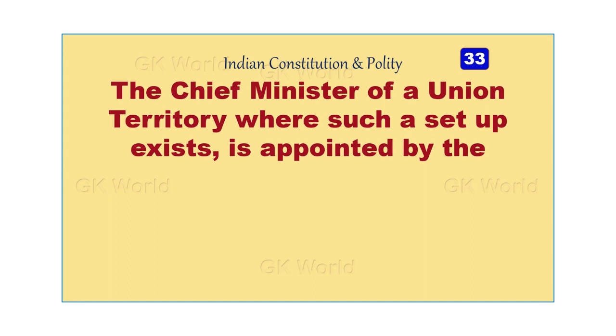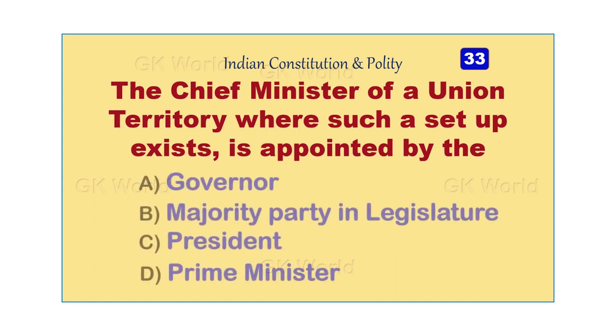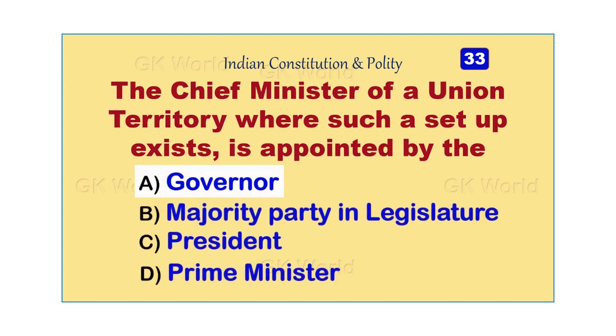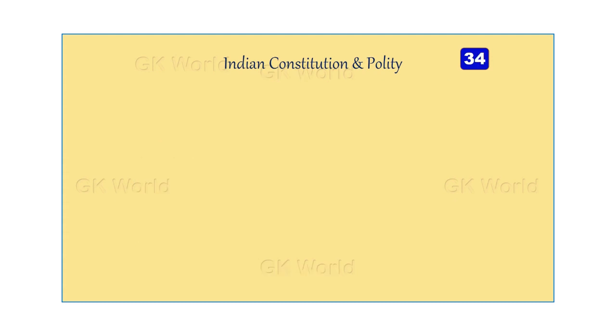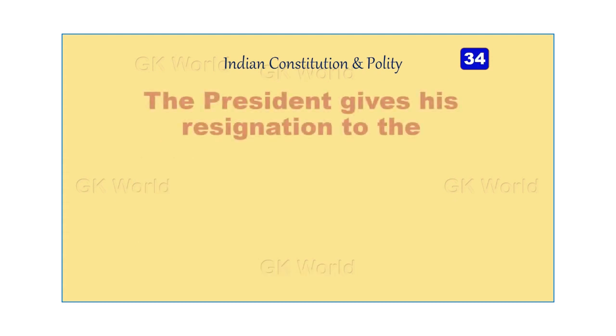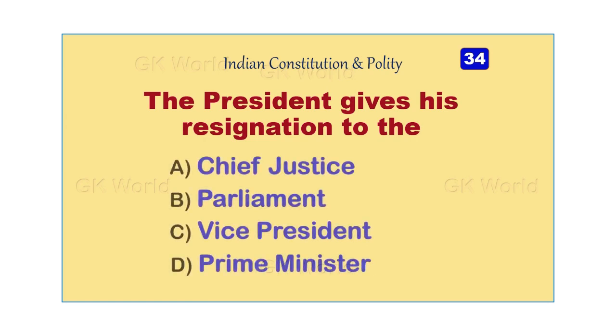The Chief Minister of a Union Territory where such a setup exists is appointed by the Option A. Governor. The President gives his resignation to the Option C. Vice President.